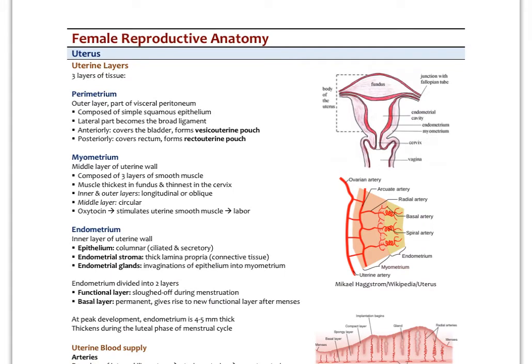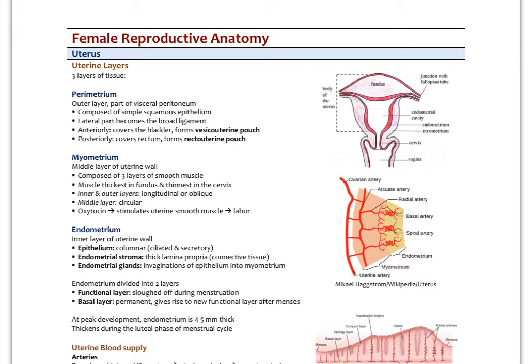Now, important for understanding the menstrual cycle is the fact that the uterus actually has 3 different layers. There's the perimetrium, which is the outermost layer, and that's part of the visceral peritoneum. It's composed of simple squamous epithelium. The lateral part becomes the broad ligament, which also helps anchor the ovaries. On the anterior side, it covers the bladder, forming the vesicouterine pouch. And on the posterior side, it covers the rectum, forming the rectouterine pouch.